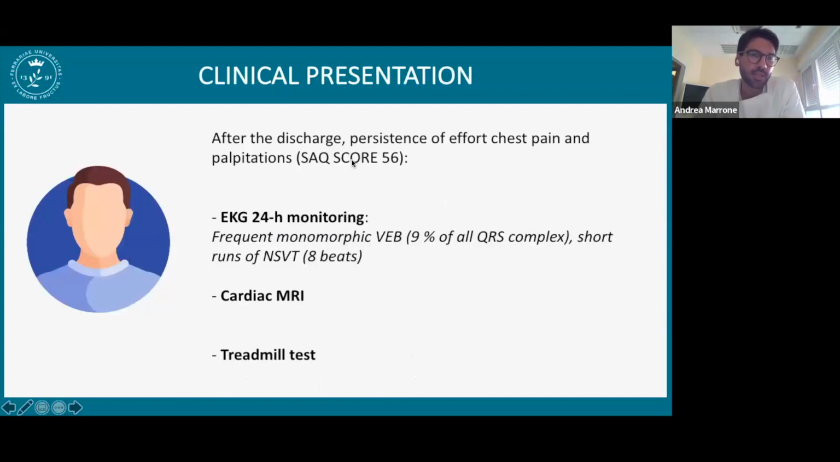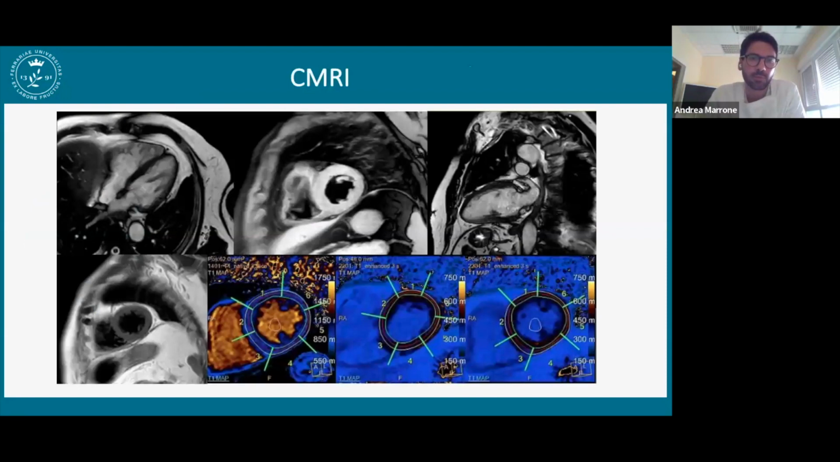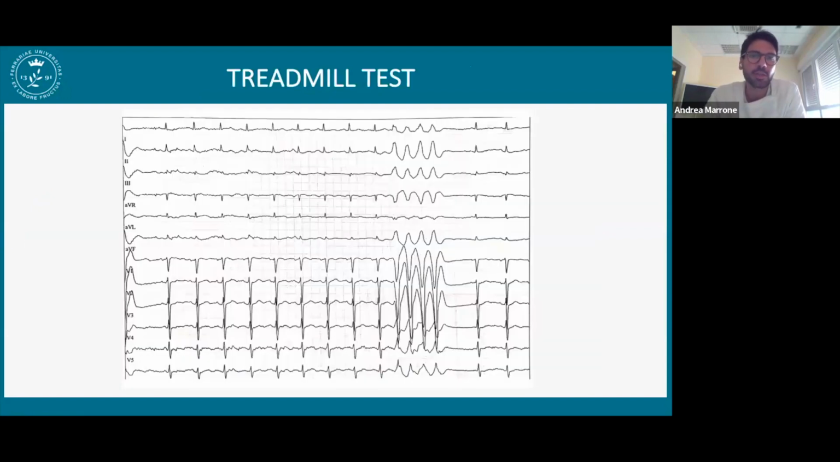This patient, of course, kept on complaining of chest pain and palpitations after the discharge, and for this reason was told to go for some other investigations, like the 24-hour ECG monitoring that showed a high burden of VEB, almost 10% of all the QRS complexes, with also a short run of an SVT, and also cardiac MRI and a treadmill test. As we can see here, cardiac MRI did not show any late gadolinium enhancement and did not show any structural or functional abnormalities. And the treadmill test revealed just an SVT at the peak of the effort.